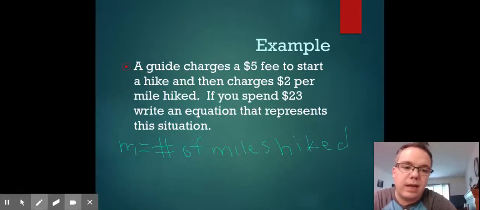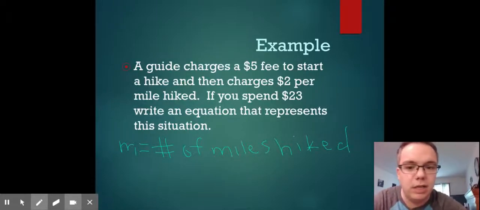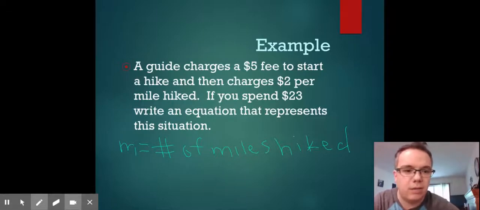And the reason we do that is now anyone who looks at this problem, including you, knows exactly what you should plug in for M, a number of miles. It shouldn't be any dollar amount. It shouldn't be any other crazy thing you could find in the problem. It's only the number of miles hiked. So we're going to start with M.